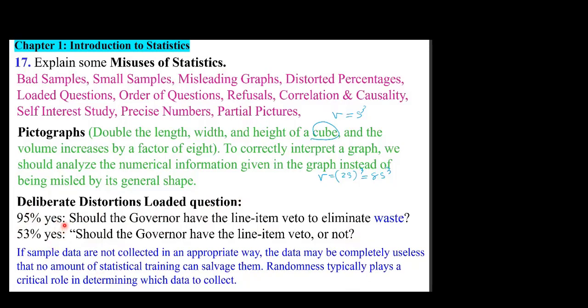If sample data are not collected in an appropriate way, the data may be completely useless, such that no amount of statistical training can salvage them. Randomness typically plays a critical role in determining which data to collect.